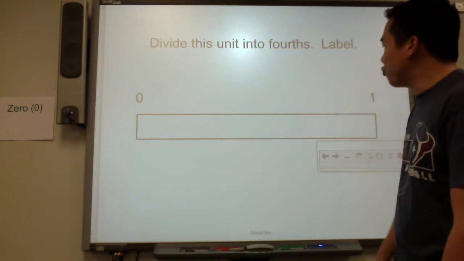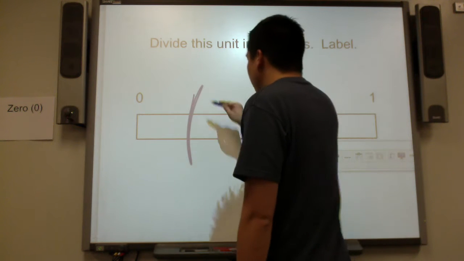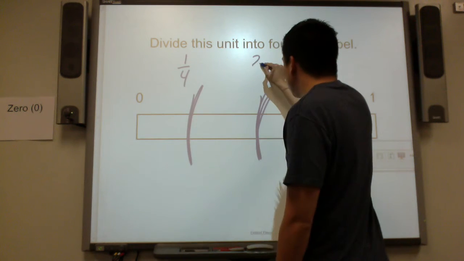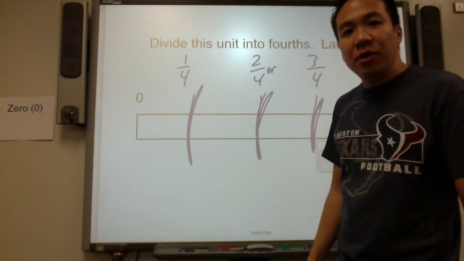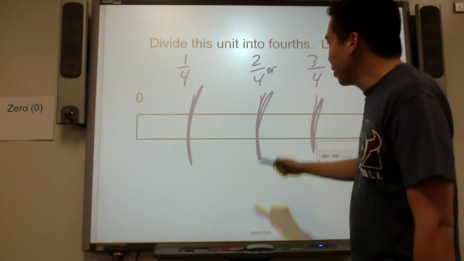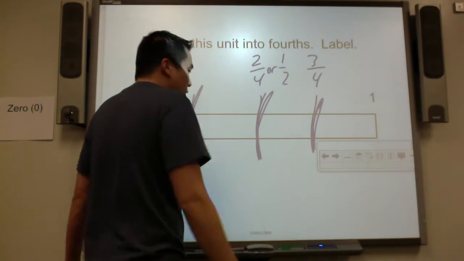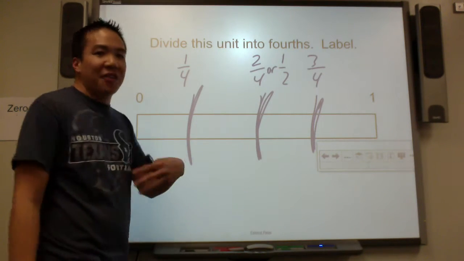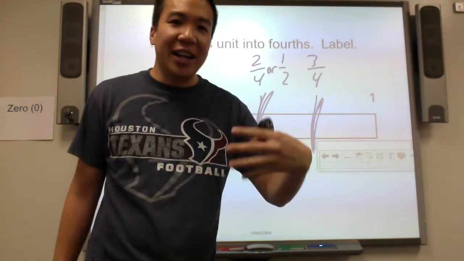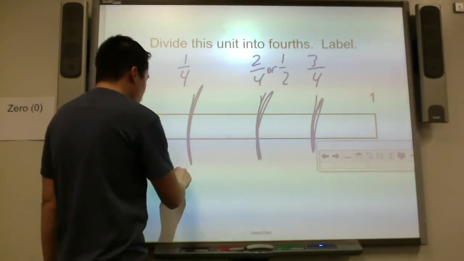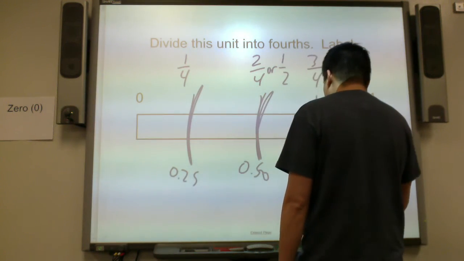Divide this unit into fourths. So this will be 1/4, 2/4, 3/4. Do you know a better name? Can you rename 2/4? 1/2. So we have 1/4. Do you know the decimal equivalency of it? 1/4 of a dollar. If you have $1, you want to divide it into 4 groups. So it's 25 hundredths, half is 50 hundredths, 3/4 is 75 hundredths.